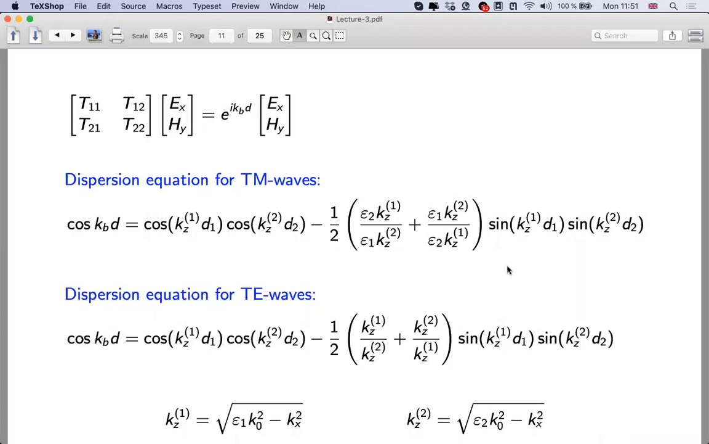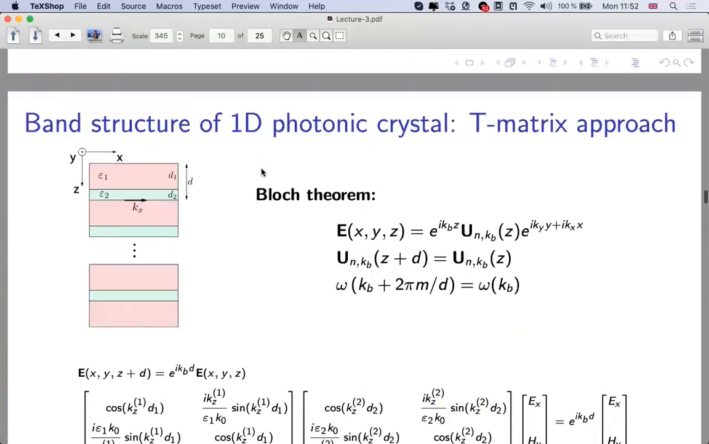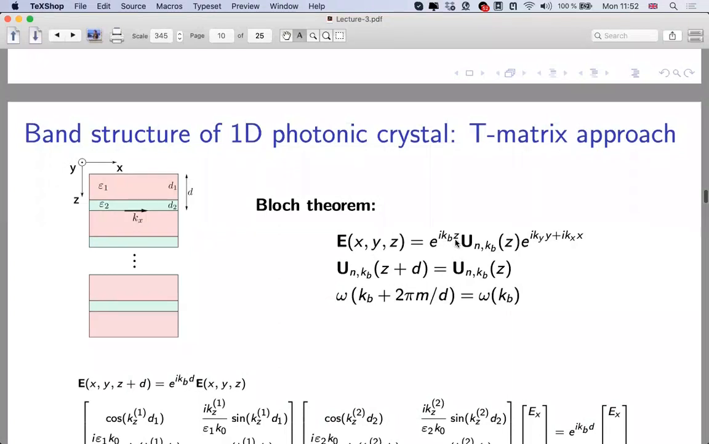No, because cosine is exactly a bounded function. Exactly. Because if the right part is more than one or less than minus one, in this case, KB will be pure imaginary. Yeah, and cosine should be replaced by hyperbolic cosine. But if KB is pure imaginary, let's have a look. Let's introduce here pure imaginary KB.